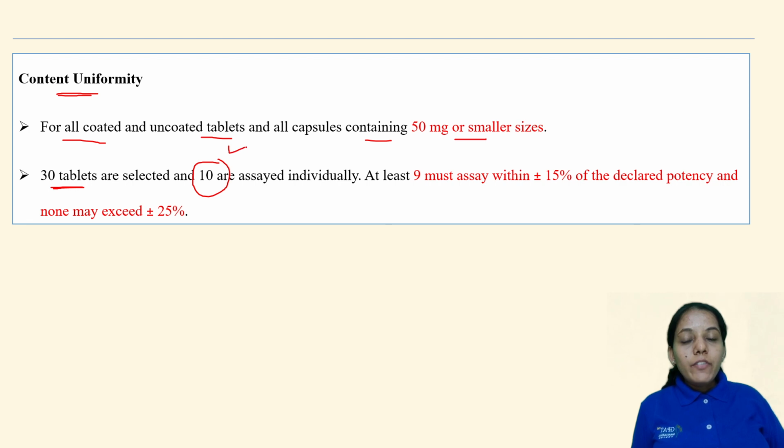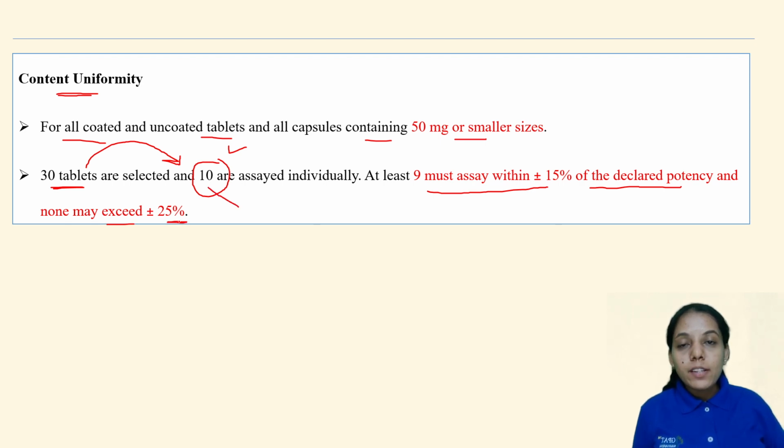Out of 30, 10 are assayed individually. Out of those 10, 9 must be within the limit of plus minus 15% of the declared potency, and no tablet out of these 10 should exceed 25% difference. All the 10 tablets should be within plus minus 25%, and at least 9 tablets should be between plus minus 15%.